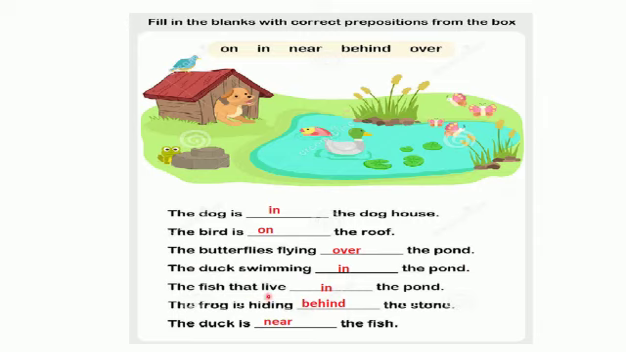The fish lives dash the pond. Where does the fish live? In the pond. The frog is hiding dash the stone. Where is the frog hiding in this picture? It is behind the stone. The position of the frog is behind the stone. The duck is dash the fish. Where is the duck? Here is the fish and here is the duck. So the duck is near the fish. Where is the duck? The duck is near the fish.